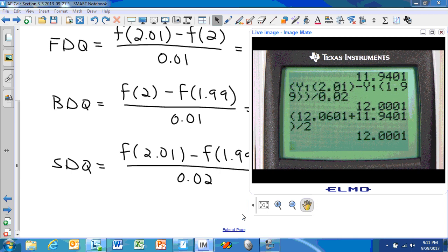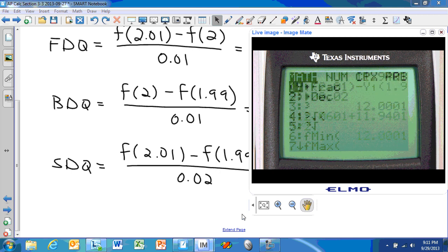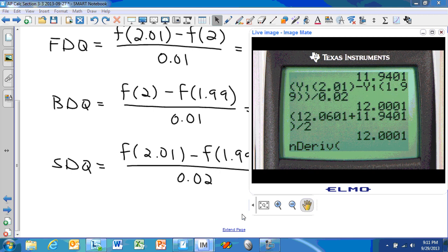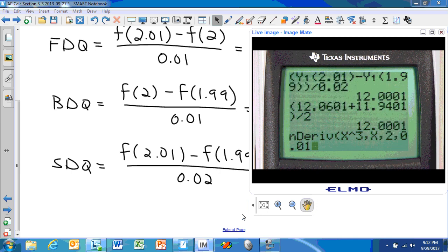The other thing I'll point out here is the relationship to nDeriv. We said that nDeriv is actually calculating a symmetric difference quotient. So if I take x cubed, my variable is x, and my value is 2, I have to put in a tolerance. The default tolerance would be 0.0001, but I want 0.01, so I'm going to set that to a different value, 0.01, and do the calculation.